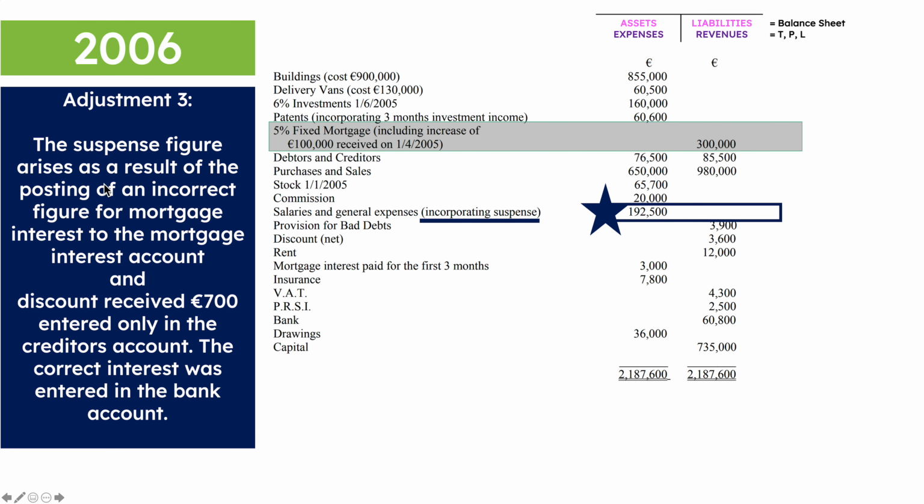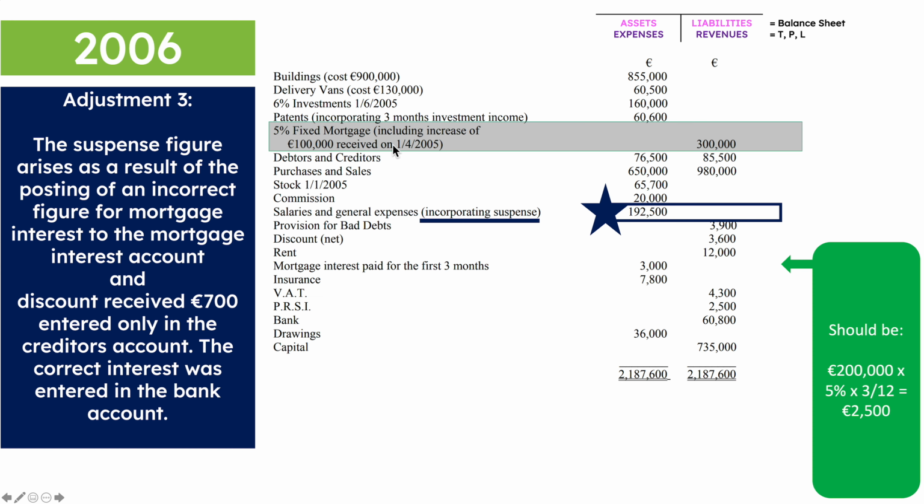In the 2006 paper, it was adjustment 3. So the suspense figure arises as a result of the posting of an incorrect figure from mortgage interest to the mortgage interest account and discount received 700 entered only in the creditor's account. The correct interest was entered in the bank account. Okay, so here's my mortgage info. I've got 300,000 by 5%. And we received 100,000 top up on the 1st of the 4th. So before the 1st of the 4th, we had 200,000. Okay, so 200,000 by 5% by 3/12 is what my mortgage interest should have been.